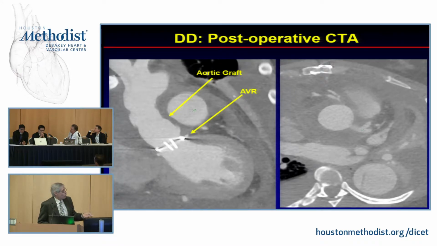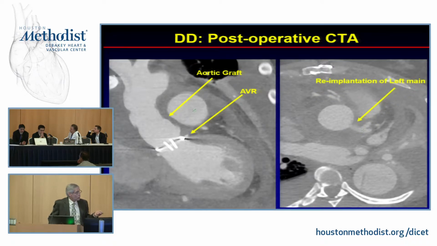So the patient went for surgery. She actually had replacement of the graft again, and obviously got the root taken out, and had a placement of an AVR. And now you can see the left main reimplanted over here, and so now all looks good. So, reimplantation of the left main. But it's just an example.